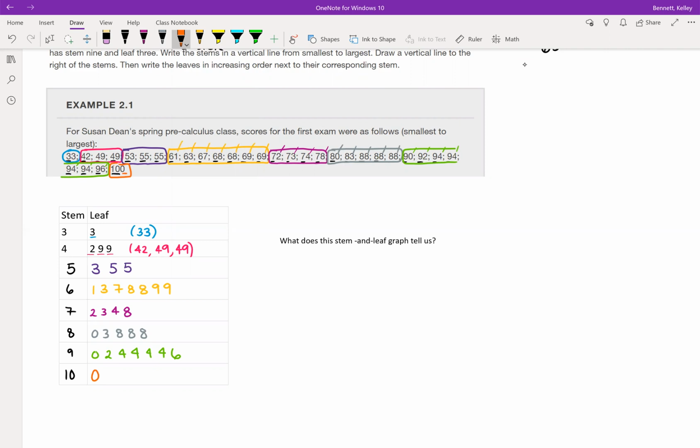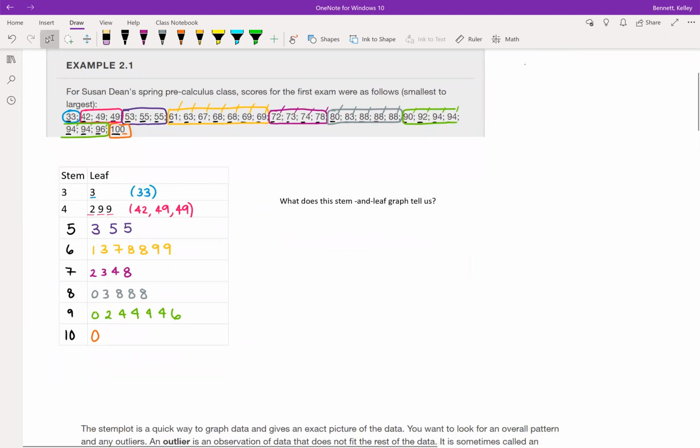All right, so that is a stem and leaf plot. So again, what is the stem plot or the stem and leaf graph? The stem and leaf graph tells us about distribution. Here we saw that we had a lot of scores in the 60s, 80s, and 90s.